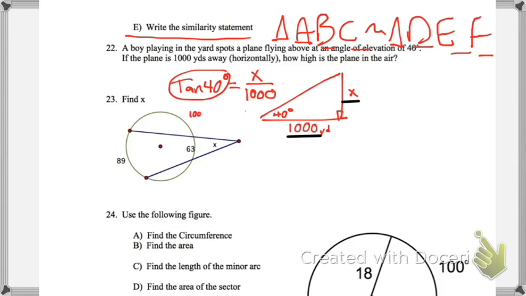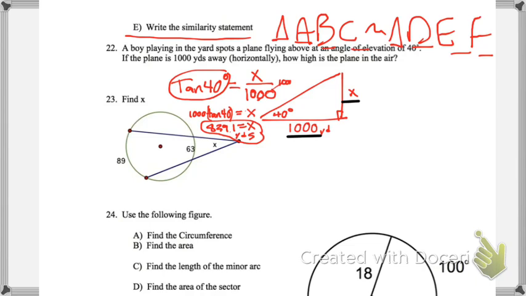So I'll have 1,000 tangent of 40, again, which is a number. Maybe I'll put that in parentheses. Equals, and then I'm going to multiply the other side by 1,000, and it cancels, so it's just x. When you multiply by 1,000 up here, it cancels with the other, and it's gone. So x is going to be whatever 1,000 times tangent 40 is. And we get 839.1 yards for the elevation of that airplane.